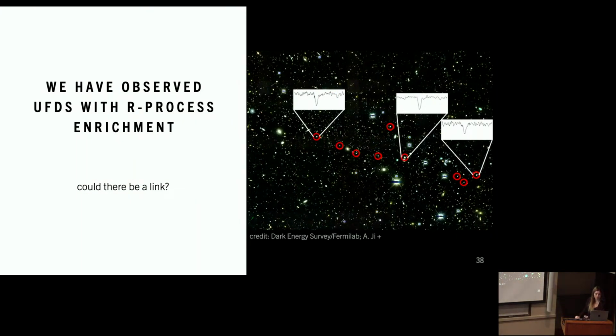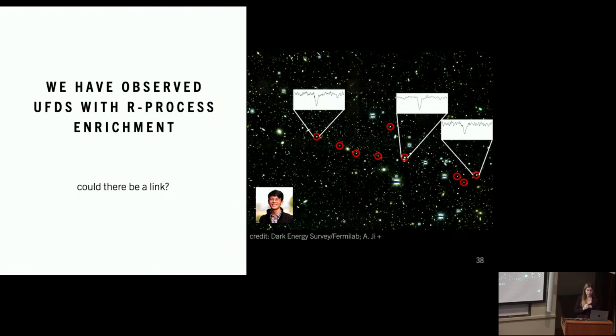Okay, so this is relevant to my talk because when I say we, I really mean my wonderful observer collaborators like Alex G., who's at UChicago, who have observed ultrafaint dwarfs with strong R process enrichment, which means that we get spectra from their stars and see that they have a lot of these chemical elements, which is rare. It's rare to see stars with a lot of these elements.